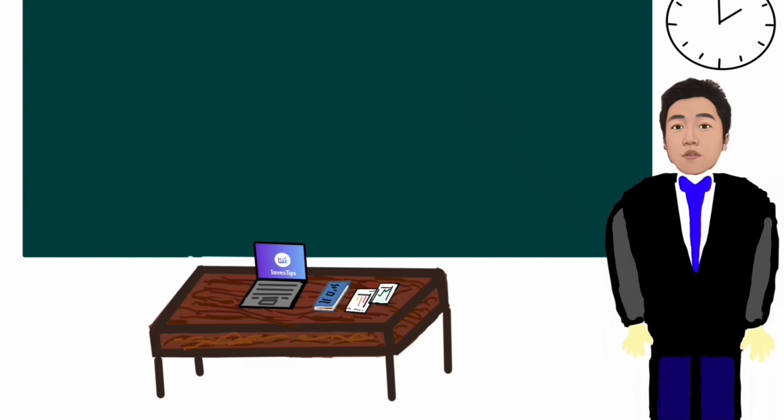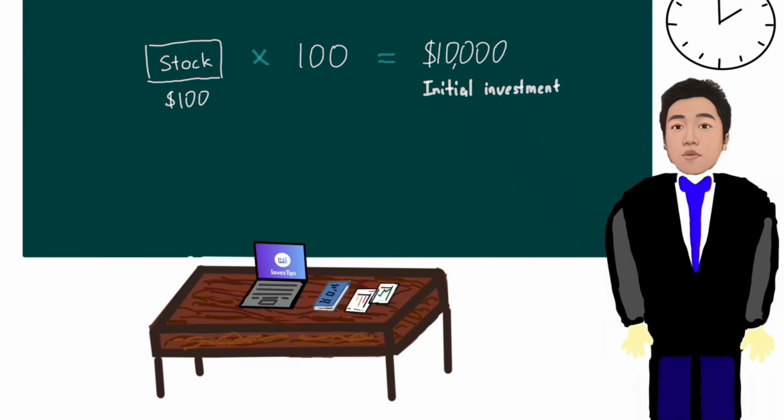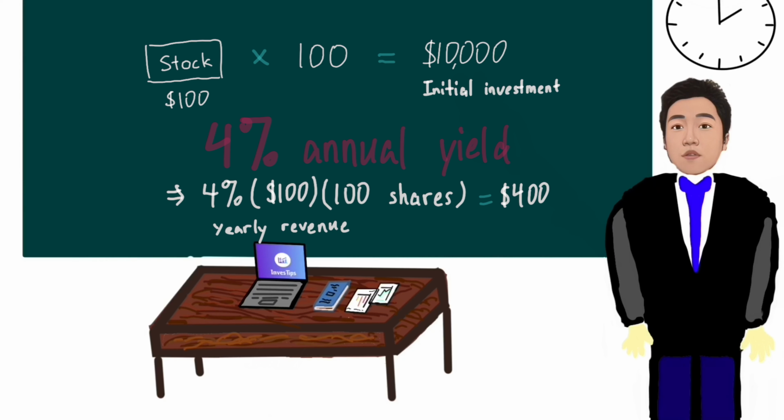Let's say, for instance, that I invest in a stock with a price of $100, and let's just say I decide to purchase 100 shares of the stock, giving a total cost of $10,000 in my investment. The stock that I invest in has a dividend yield of 4% annually, which is a pretty decent yield. Every year, then, I would get 4% times $100 multiplied by the 100 shares that I hold, which would be $400 in dividends that I would get directly from this investment.